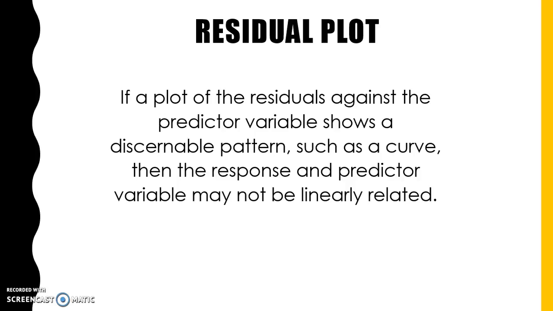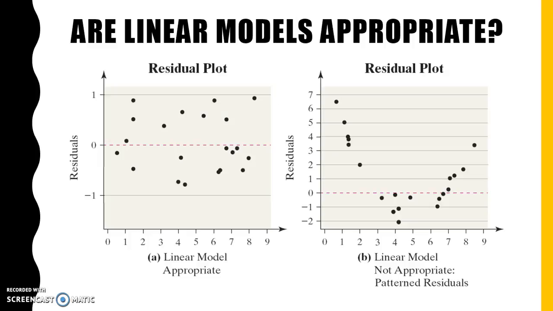So we can create a residual plot, which is a plot of the residuals against the predicted variable. And then we can talk about whether the linear model is appropriate or not. So here we have an example of a residual plot. Again, remember these are our x values and then our residuals. There's no pattern here, but here we have patterned residuals, and if there's a pattern, then we say the linear model is not appropriate. That's one of the things you want to go back and check for.